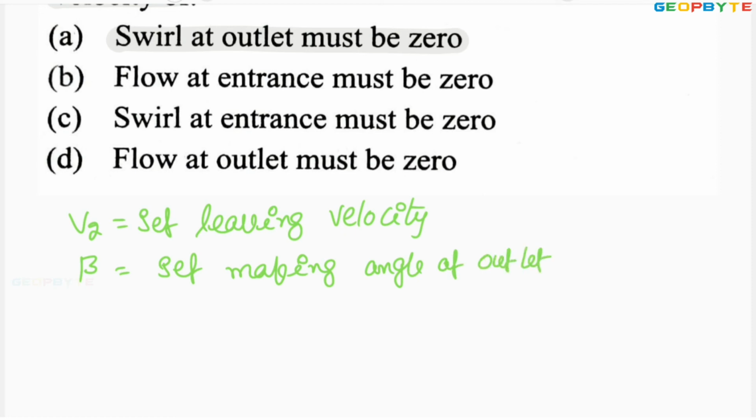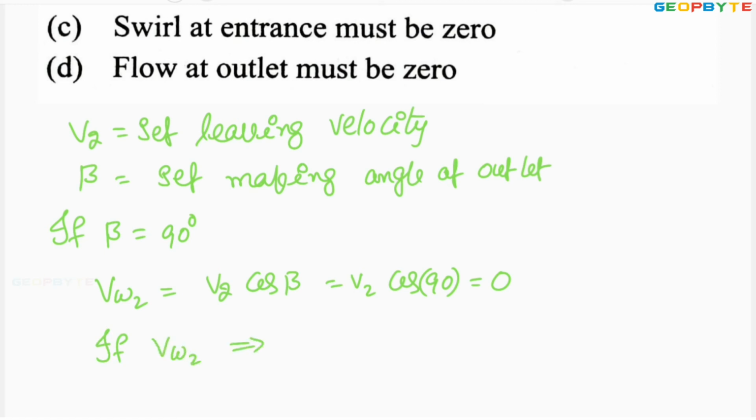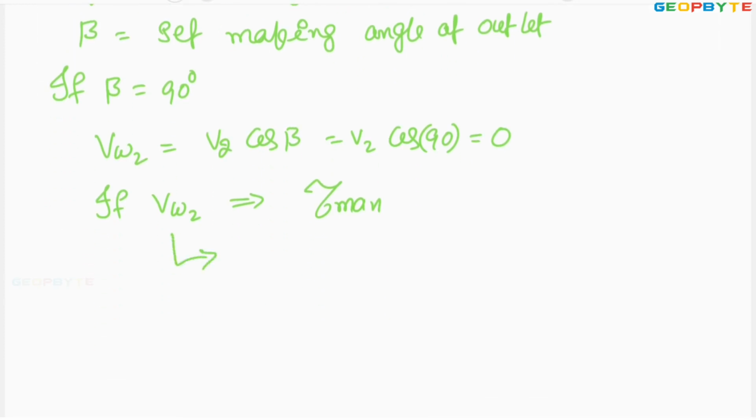The jet leaving angle at outlet, if the jet leaving angle beta is equal to 90 degrees, then what is the horizontal component of velocity? Vw2 equals V2 cos beta, which is equal to V2 cos 90, equal to 0. So Vw2 equals 0. If Vw2 equals 0, efficiency is maximum. Remember, this Vw2 is called either whirl velocity or swirl velocity.